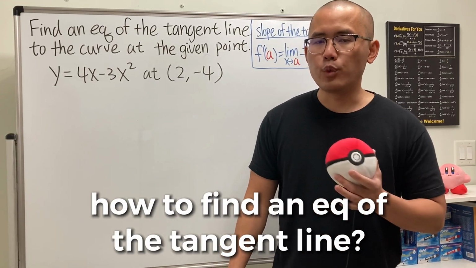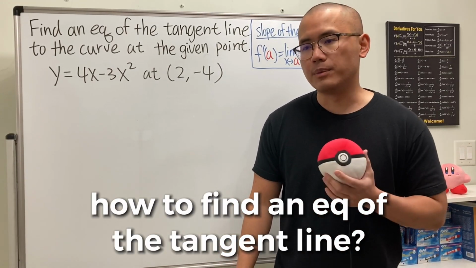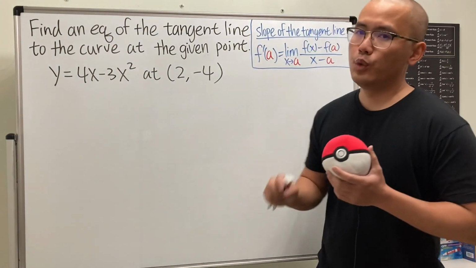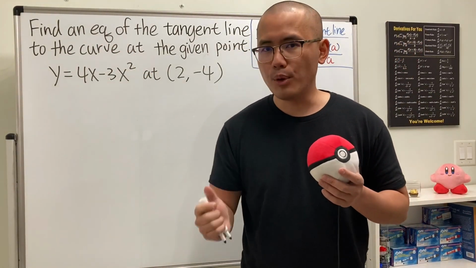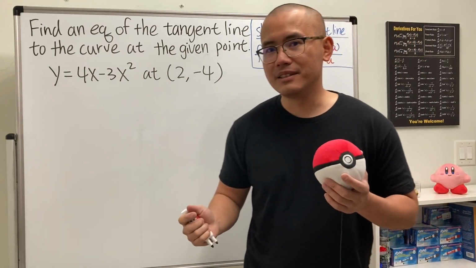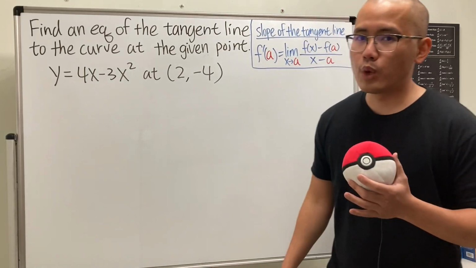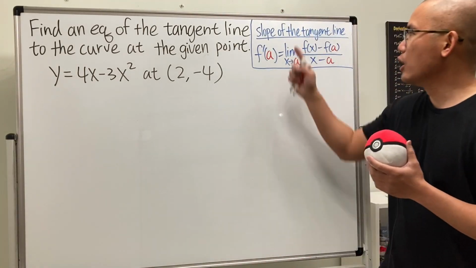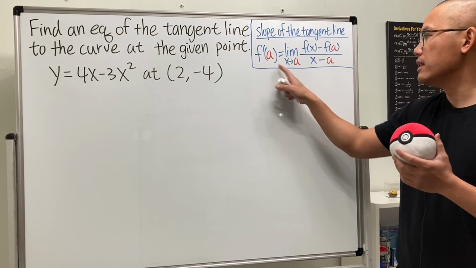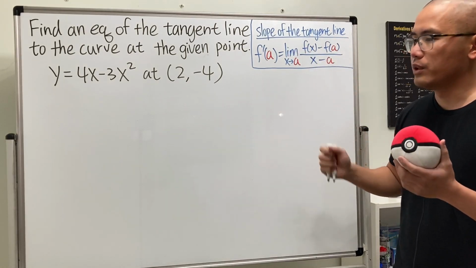How do we find an equation of a tangent line to a curve at a given point? Remember, whenever we want to find an equation of a line, we need two things. The first thing is the point, and in this case we have it right here, and that's very nice. And the other thing is we need a slope. And this is where we have to use calculus because the slope of the tangent line is the derivative. And for now, we will be using the limit definition for the derivative to get the slope.